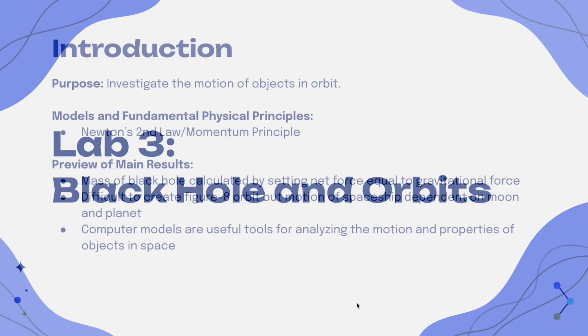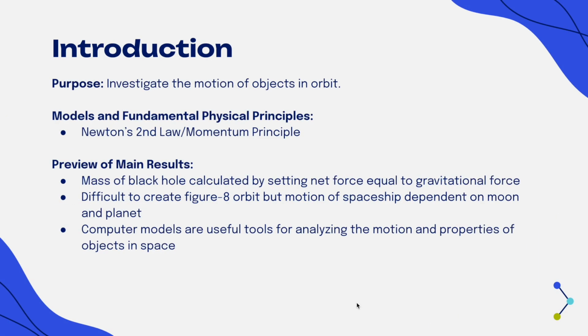Lab 3, black hole in orbits. The purpose of this lab is to investigate the motion of objects in orbit, and to do this we're using Newton's second law. As a preview of the main results, the mass of the black hole was found by setting the net force equal to the gravitational force.